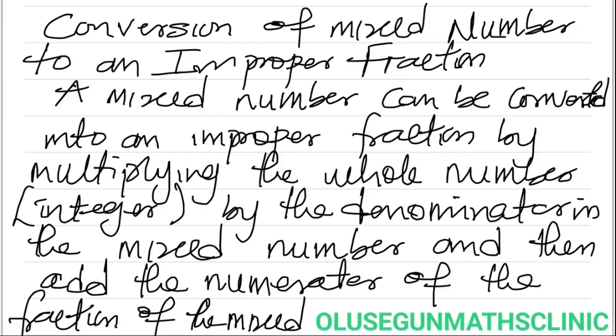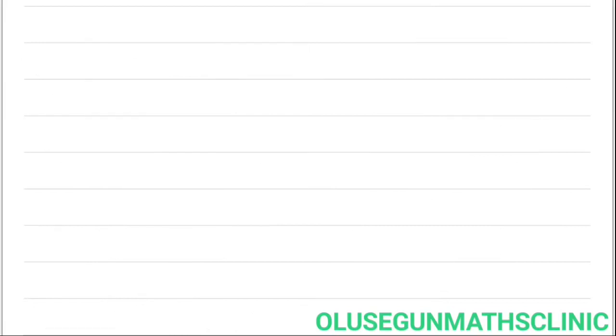A mixed number can be converted into an improper fraction by multiplying the whole number, that is the integer, by the denominator in the mixed number, and then adding the numerator of the fraction in the mixed number.